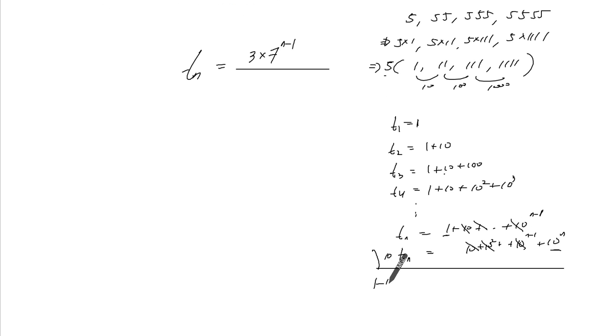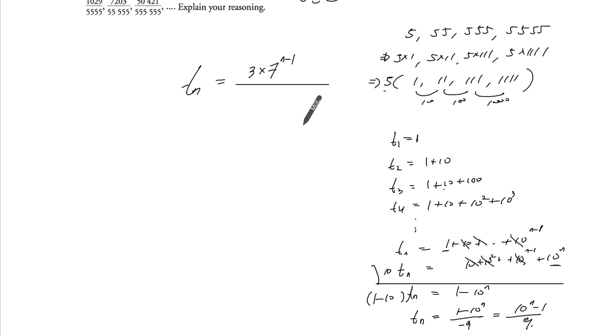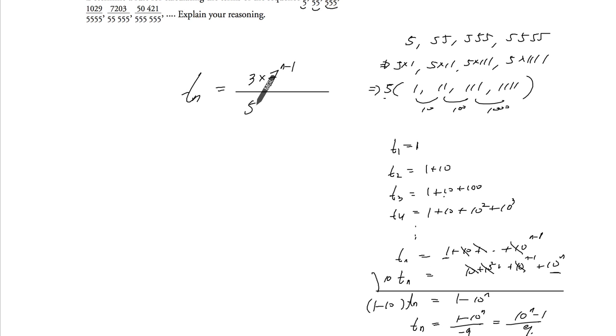So we get Tn minus 10Tn, so minus 9Tn, will equal 1 minus 10 to the power of n. So Tn is equal to 1 minus 10 to the power of n over minus 9, or 10 to the power of n minus 1 over 9. Okay, so all we have to do at the bottom is 5 times 10 to the power of n minus 1 over 9.